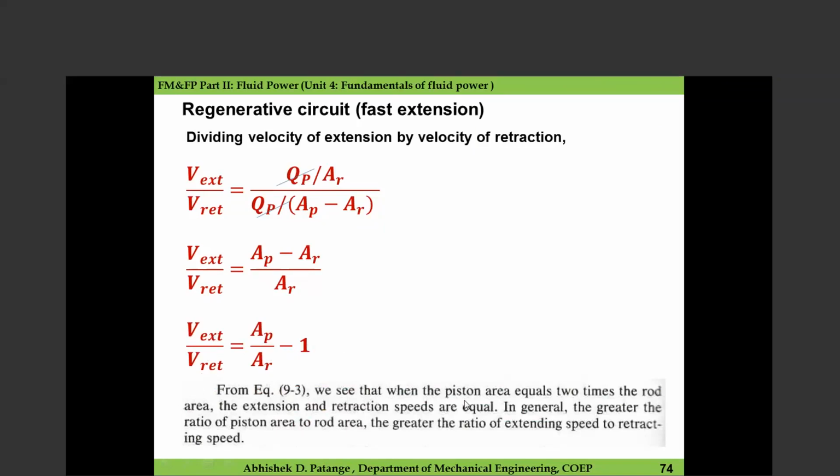So we see that when the piston area is equal to 2 times the connecting rod area, the extension and retraction speeds are equal. That means in general, the greater the ratio of piston area to rod area, the greater the ratio of extension speed to retraction speed.